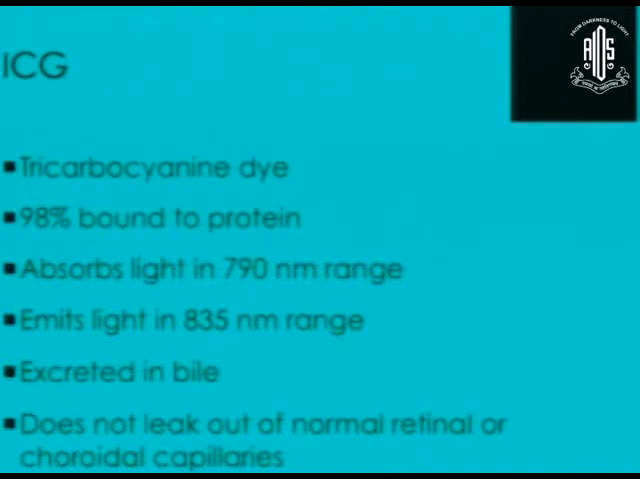It absorbs light in the near infrared range, the 790 nanometer range, and emits in the 835 nanometer range. It's excreted in the bile, and hence in people with hepatic insufficiency, it's better we don't use ICG. It does not leak out of normal retinal vessels and choriocapillaries. ICG is far safer than fluorescein.